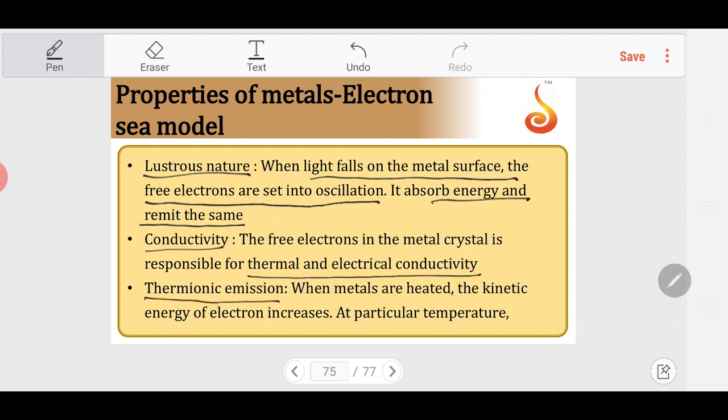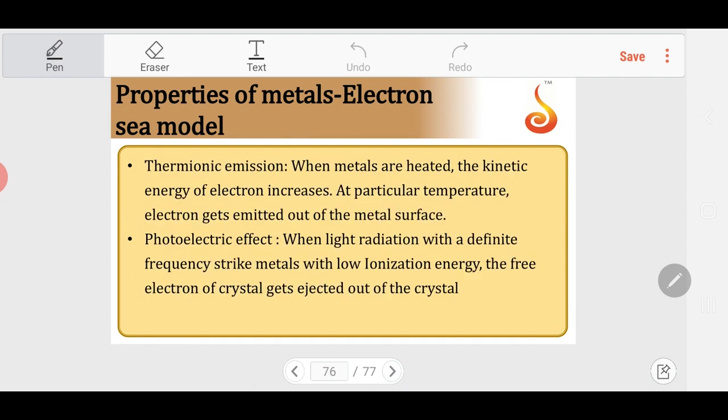Thermionic emission. When metals are heated to a high temperature, the electrons gain sufficient kinetic energy to escape out of the attractive forces. As a result, the kinetic energy of the electrons increases, and at a particular temperature the electrons get emitted out of the metal surface. As a result, thermionic emission is observed. Then the photoelectric effect. When light radiation falls on metals like cesium or rubidium, which have very low ionization energy, the energy of the light itself is sufficient to overcome the attractive forces.